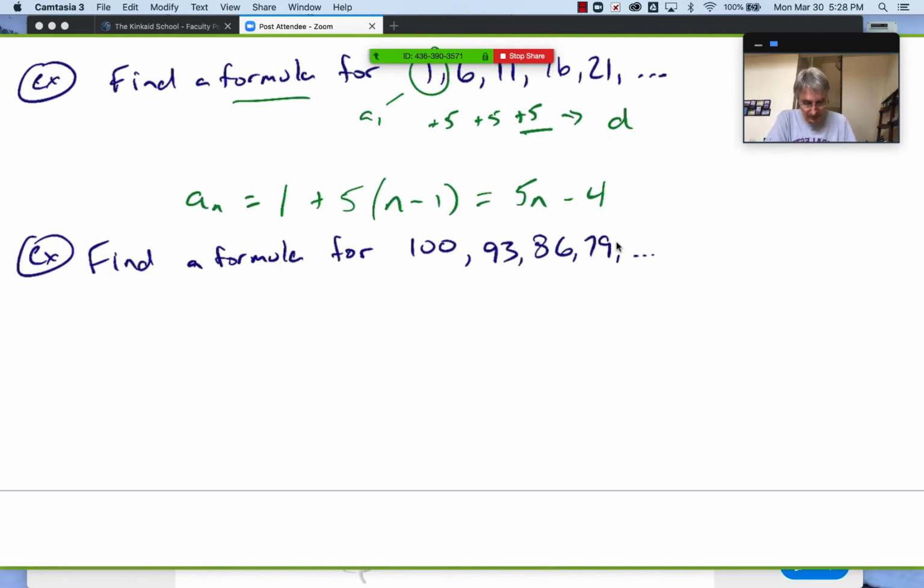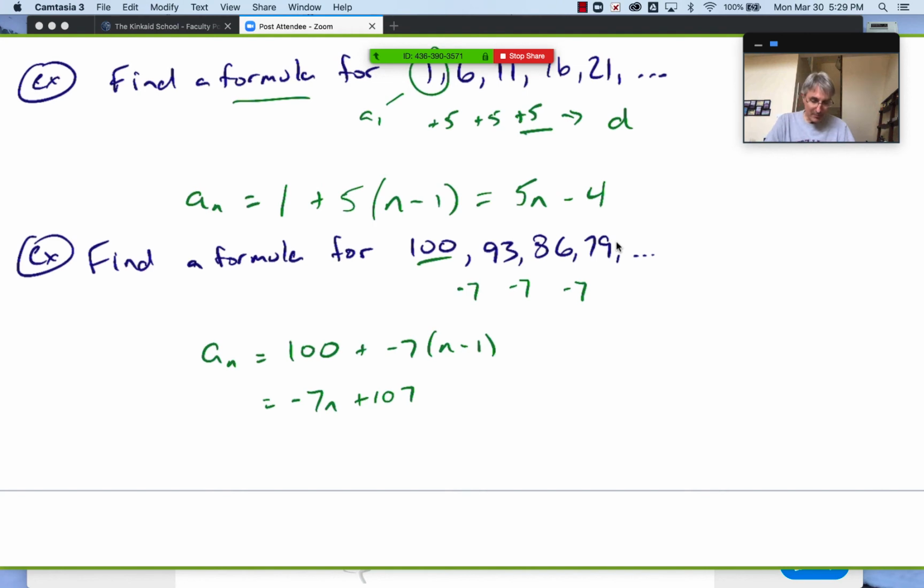In this instance, what I'll see is 93 minus 100 is negative 7. And then 86 minus 93 is negative 7, negative 7. So the difference can be positive, which means the sequence is increasing. The difference can be negative, which means the sequence is decreasing. So here I'd say a sub n equals 100, first term, plus negative 7, constant difference, times n minus 1. And I can simplify that again, not necessary, to negative 7n plus 107.